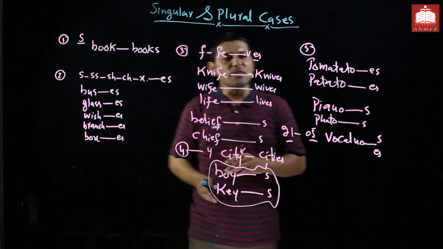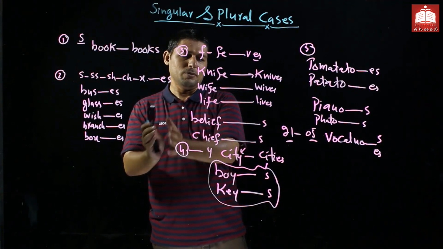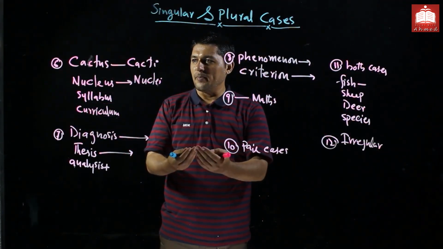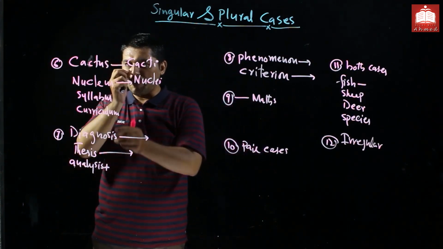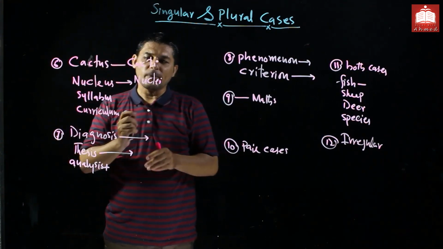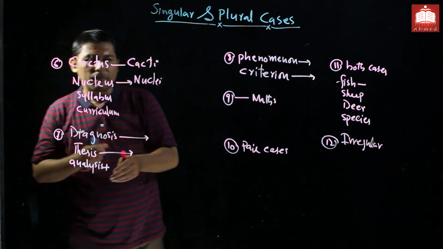Since class 6 we have been discussing these 5 points, but today we are discussing something more. Apart from 5 cases, we have more cases. Number 6 point, in which we have US at the end. You have to remove US and add I. Example is Nicholas, then Nikolai.